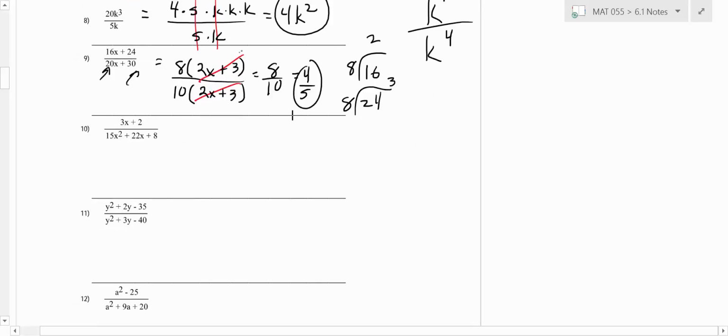Okay, now the next one, what we're going to have on this is the numerator does not factor, so we leave that alone. The denominator goes like this. Okay, the first term I'm going to use 3x and 5x.